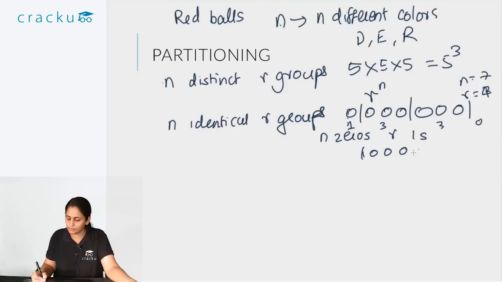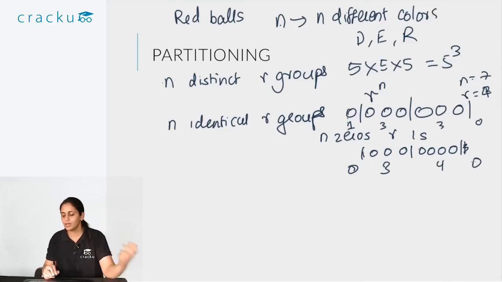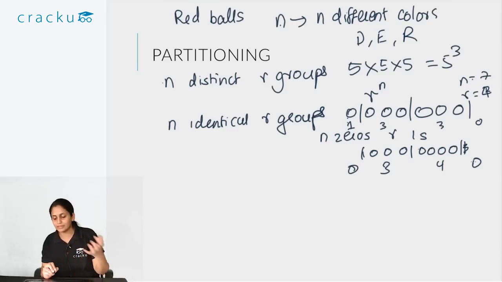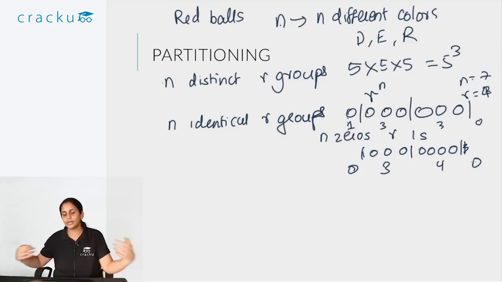Another distribution, say 1 0 0 1 0 0 0 0 0 1 1. Now this is another distribution. This is another, there's 3 1. So this is another distribution. This means that the first group got 0, the second group got 3, the third group got 4 and the last group also got 0. So depending on my distribution of ones and zeros defines a unique distribution of the identical items in the R groups. So I have to arrange n zeros and R minus 1 ones.